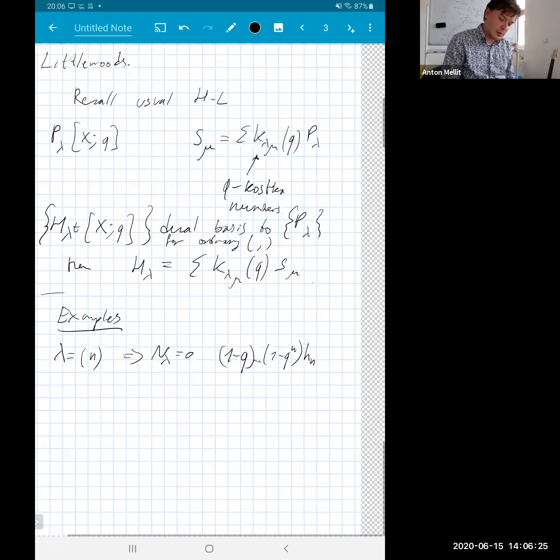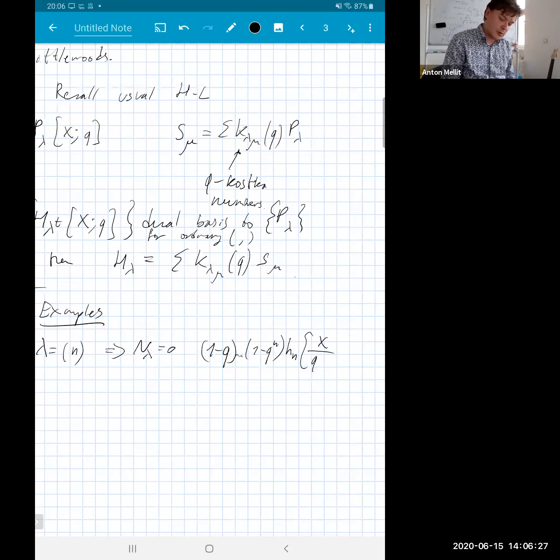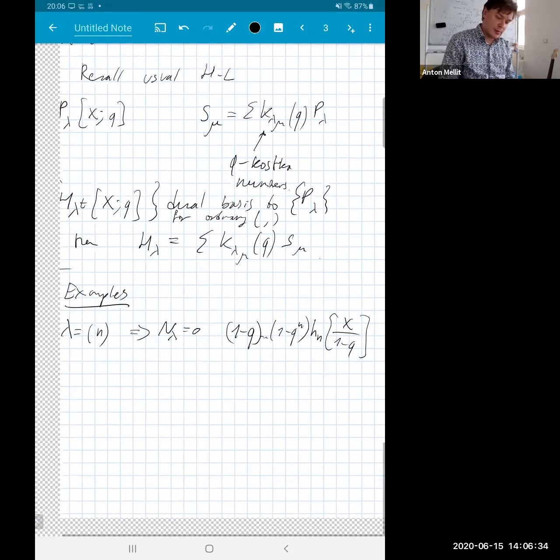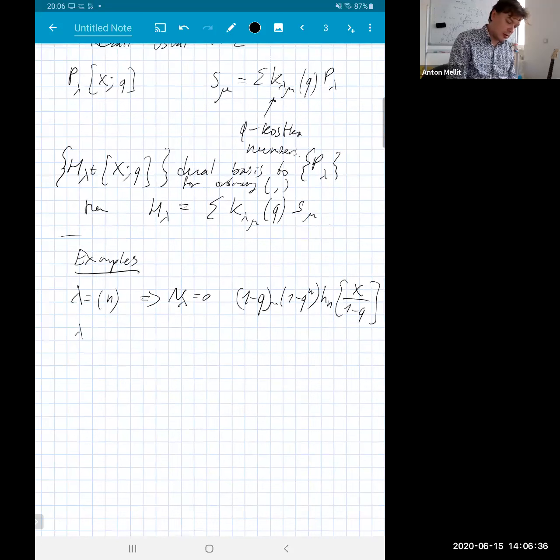Hn, x over 1 minus q, sorry. And lambda is regular. So there exists exactly one flag of each type which it preserves. So we get Hn, the sum of all monomials with coefficient 1.